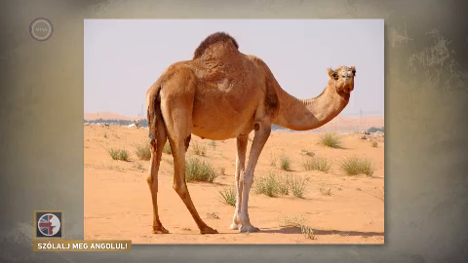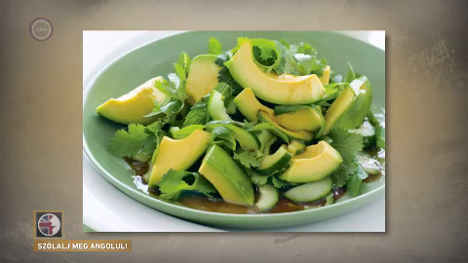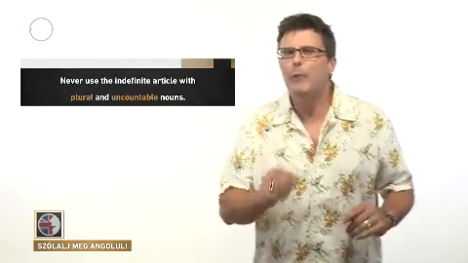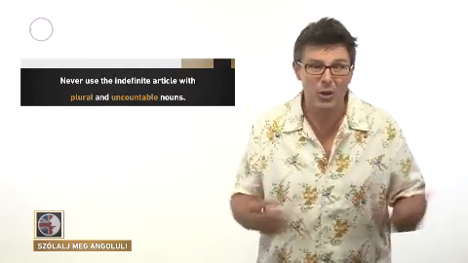Okay, so we all know that we have indefinite articles, a and an, and we use these to mean one. It's not one camel, it's a camel. I don't ask for one avocado salad, I ask for an avocado salad. We also learned that we never use the indefinite article with plural and uncountable nouns. It's just not logical. Another thing we have to be careful of is whether we use a or an.